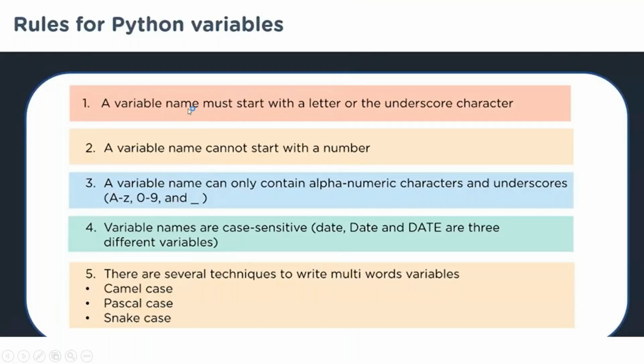So a variable name must start with a letter or an underscore character. The only special character that has been used here is an underscore. Apart from underscore, you cannot use any other character. If you try to use any other character like at the rate, hashtag, comma, semicolon, it will not work.